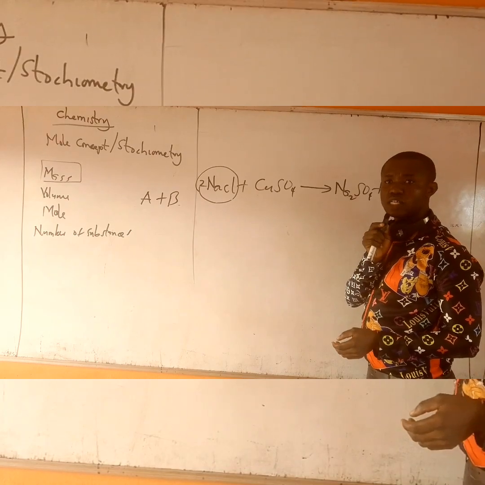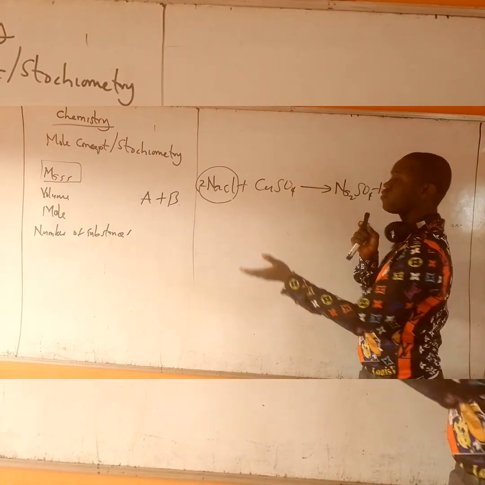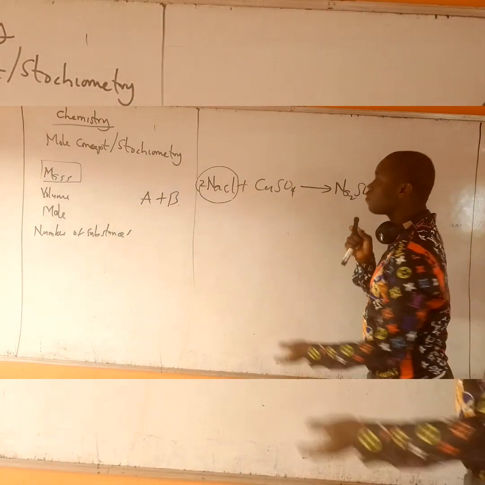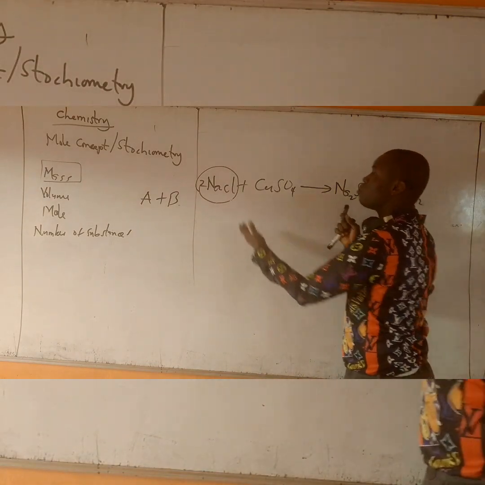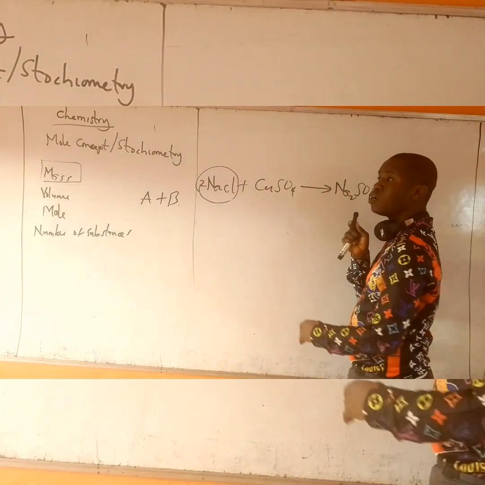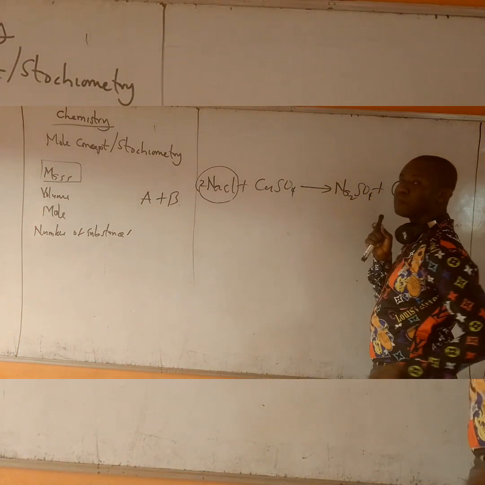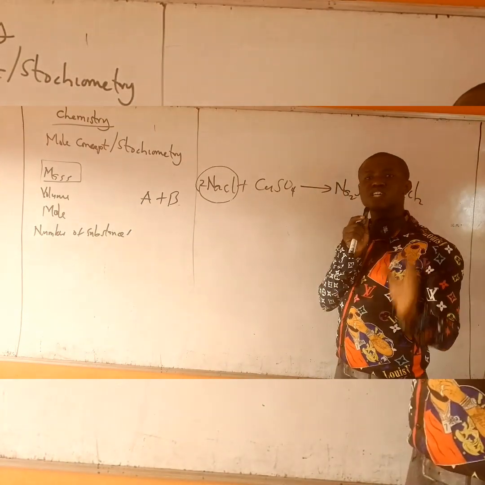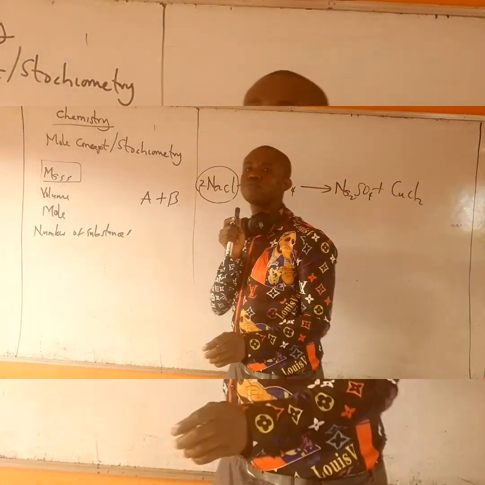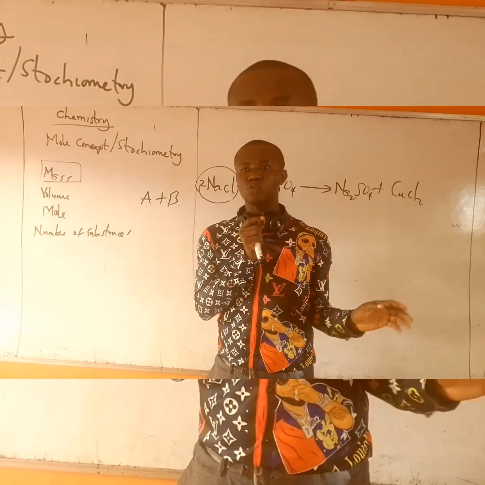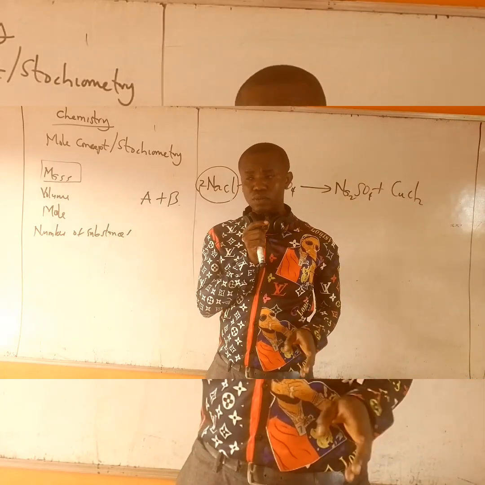Do you understand? They might give us the number of moles of one, find the number of moles of the other. They might give you the mass of one, find the mass of the other. They might give you the mass of one, find the number of moles of the other. Or they give you the number of moles of one, they say find the mass of the other. All you just have to do is relate what you have to what you are looking for. That is how you solve. That is the trick there. I'm going to do some examples now.